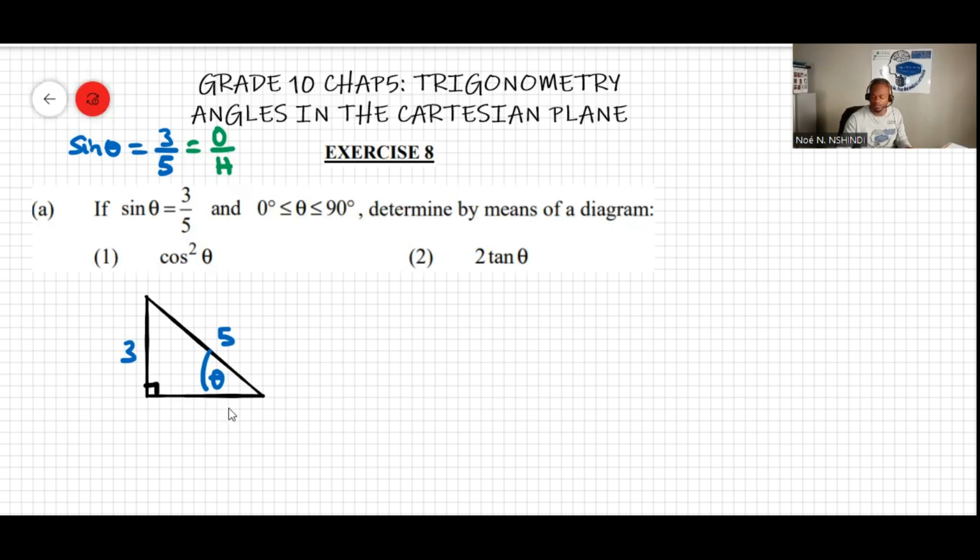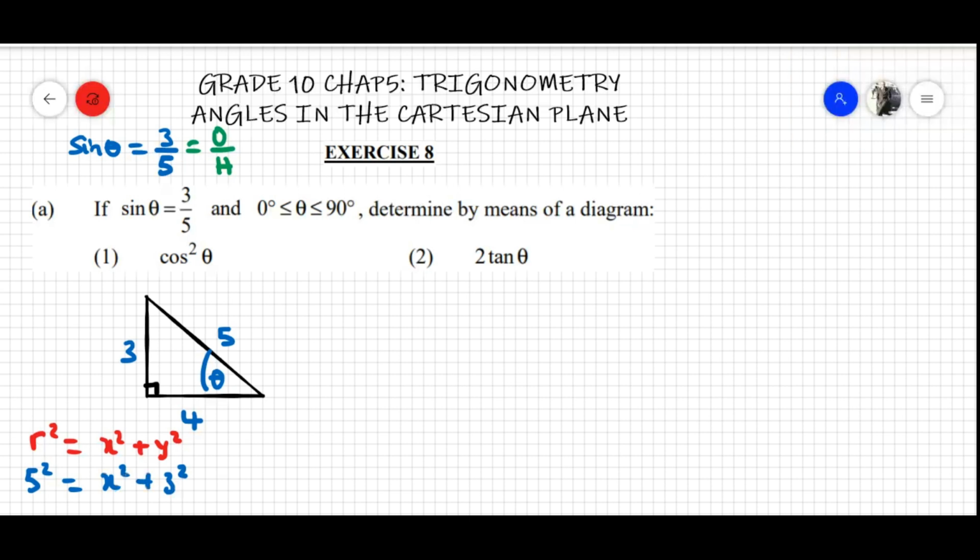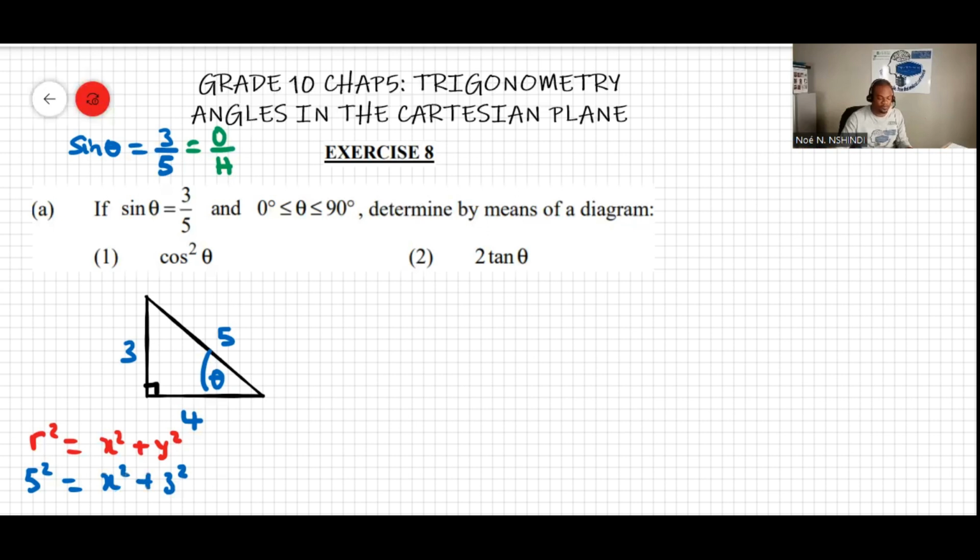This adjacent side to the angle, if we do Pythagoras, we're going to get 4 there. If you're not too sure, you write the formula there: r squared equals x squared plus y squared. R is 5, so it's 5 squared, and x squared is the unknown we're looking for, and y squared is 3 squared, the hypotenuse and the opposite side. Then we can calculate the value of x squared.